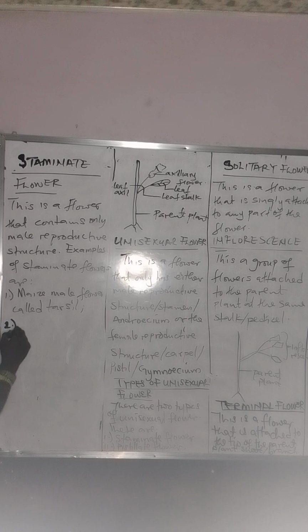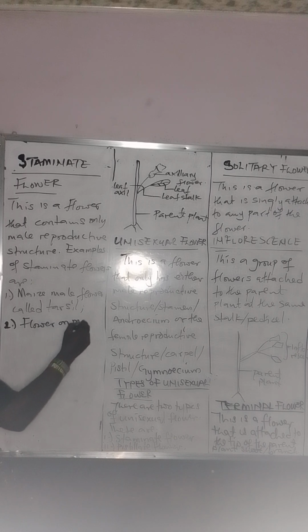Then number two example is the flower on male pawpaw plants. Are you aware that we have a male pawpaw plant and we have a female pawpaw plant? The male pawpaw plant does not produce pawpaw fruit. It only produces white flowers. The female one is the one that produces pawpaw fruit, but it requires pollen grains from the male pawpaw flower for pollination and fertilization.